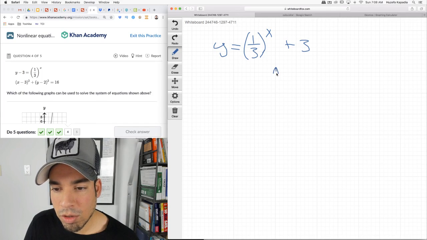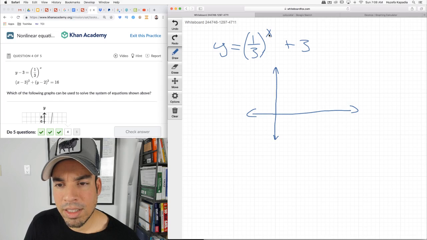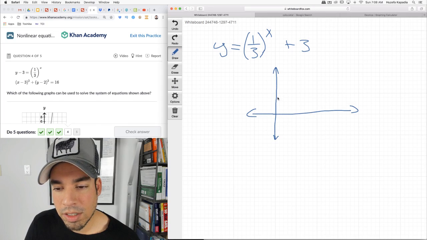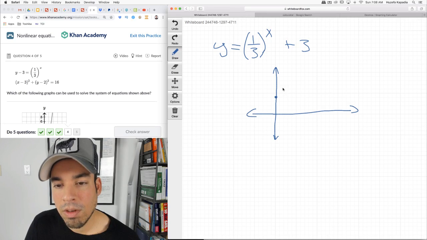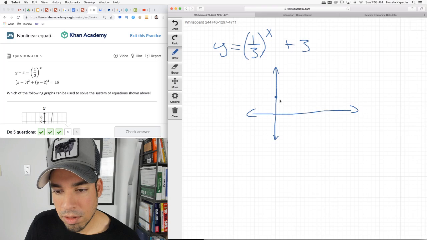I can graph some critical points just to give you an idea of what it looks like. First of all, I know when x equals 0, (1/3) to the 0 is 1, and 1 plus 3 is 4. So when x equals 0, it's at 4. When x equals 1, it's at 3 1/3, let's say around here. When x equals 2, it's 3 1/9. So you can see it's getting closer and closer to 3.